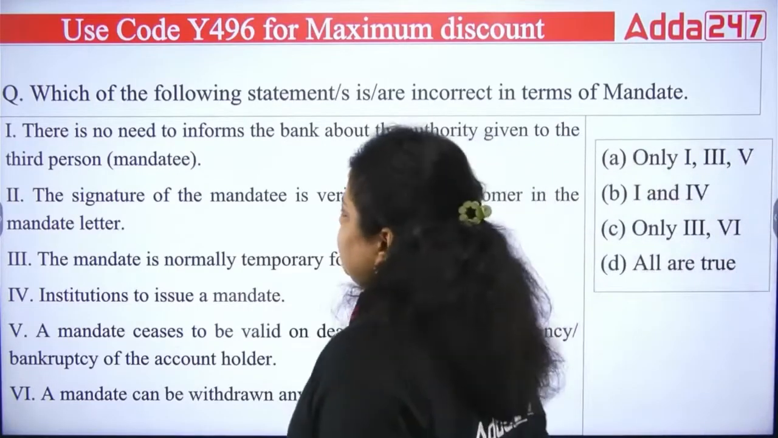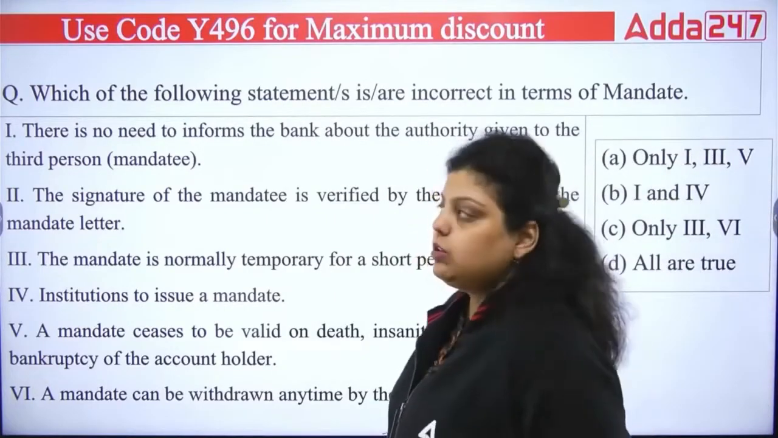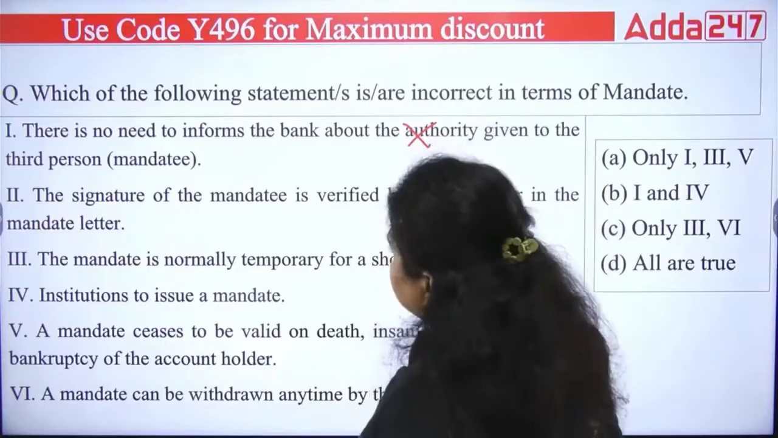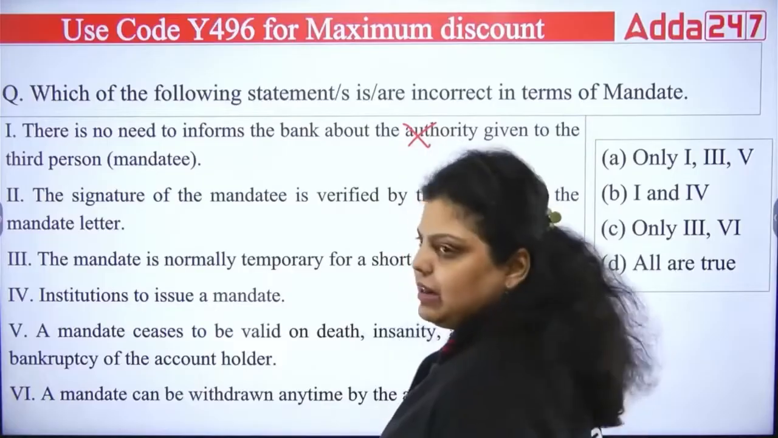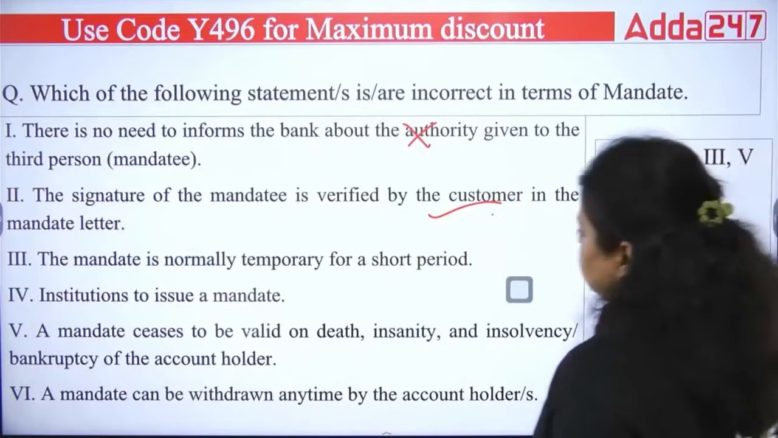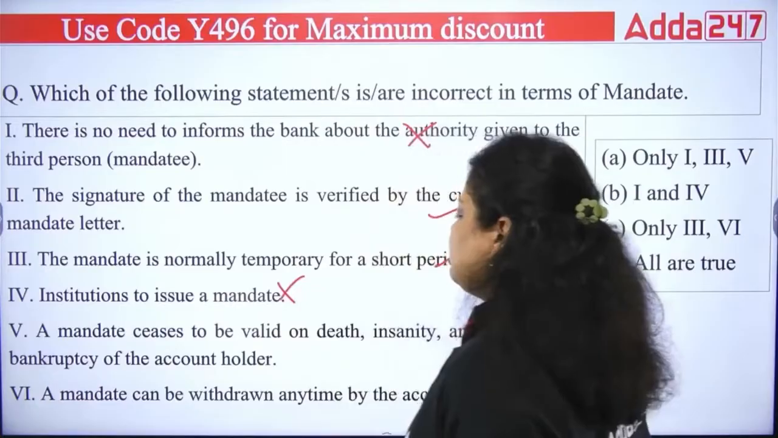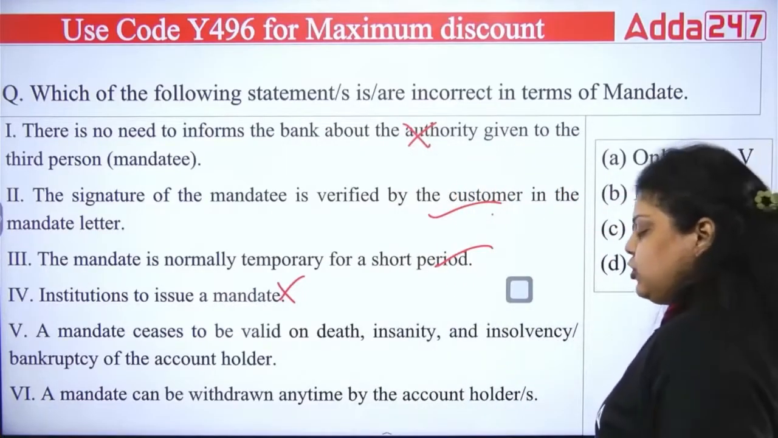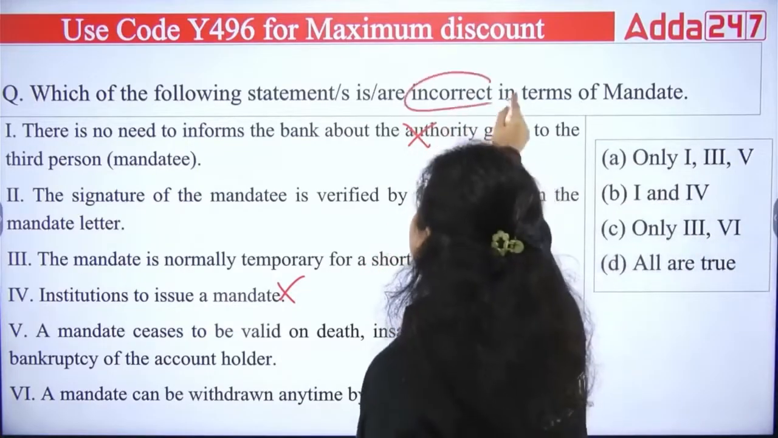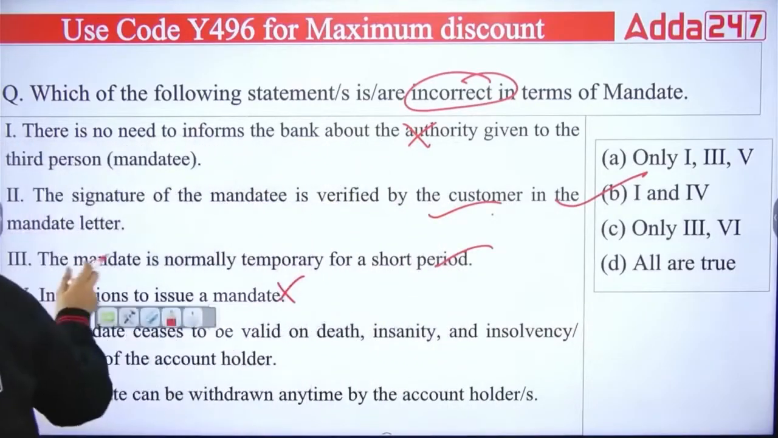If I see the first one, there is no need to inform the bank about the authority given to them. You have to inform. Now this is not right. This is incorrect. Second is saying the signature of the mandate is verified by the customer in the mandate letter. This is true. The mandate is normally temporary for a short period. This is also true. Institution to issue a mandate. No, this is not. Then a mandate ceases to be valid on death. This is true. A mandate can be withdrawn anytime by the account holder. This is also true. So the first and fourth options are incorrect. So the right answer will be B option. Okay, the right answer will be B option.